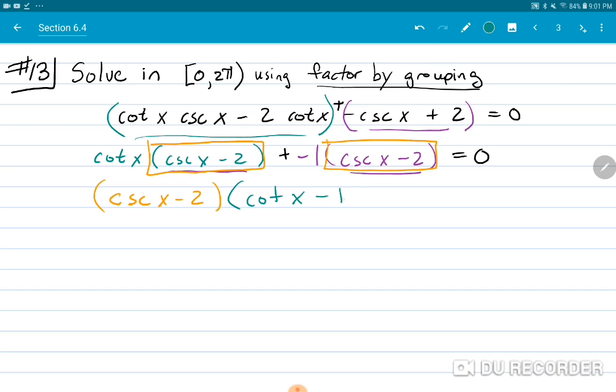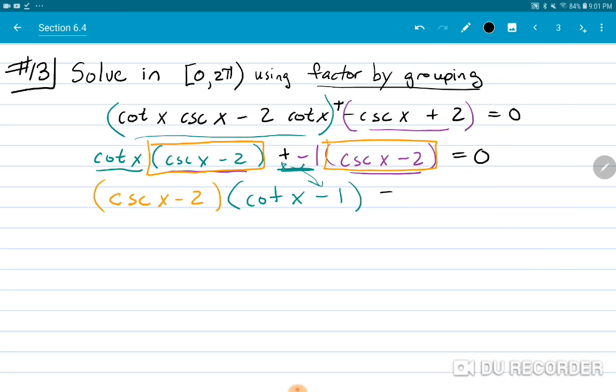cotangent x minus 1. You'll notice my plus sign is no longer there, because actually that plus sign turned into that. This plus and negative turned into that minus there. So when I factored out, I'm left with the cotangent x plus a -1, which is minus 1.